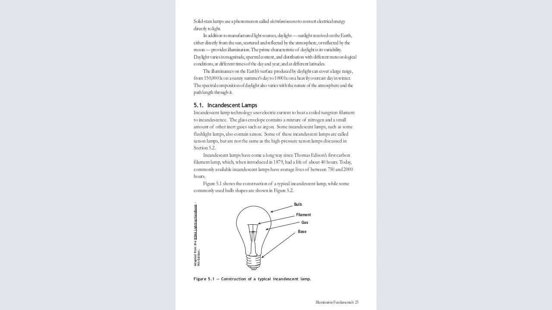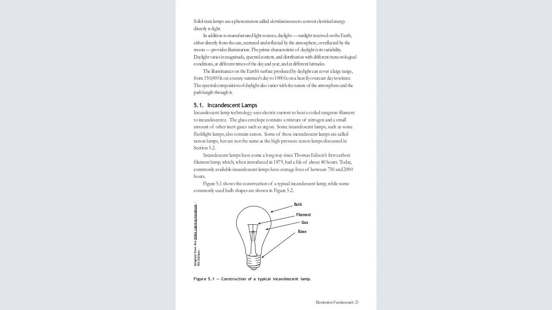Now, the solid-state lamps work on a phenomenon called electroluminescence, to convert electrical energy directly to light. In addition to manufactured light sources, daytime sunlight received on the Earth, either directly from the sun, scattered and reflected by the atmosphere, or reflected by the moon, provides illumination.